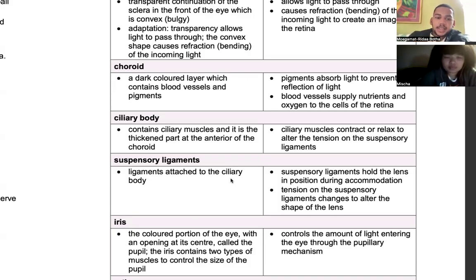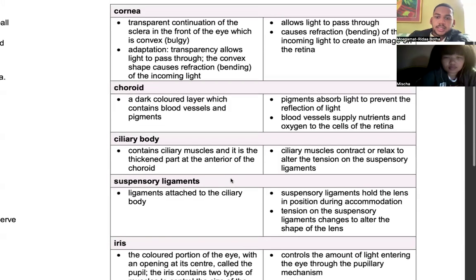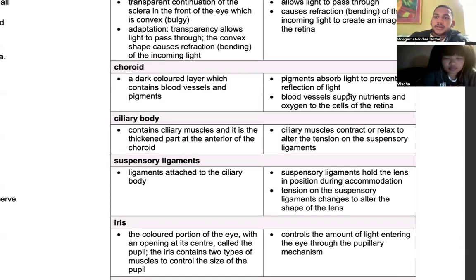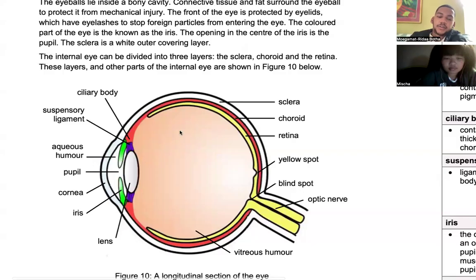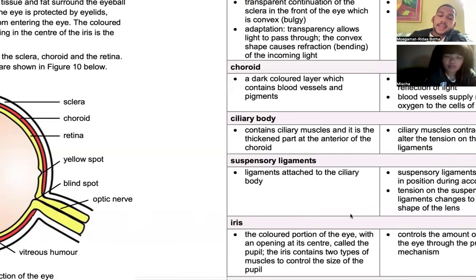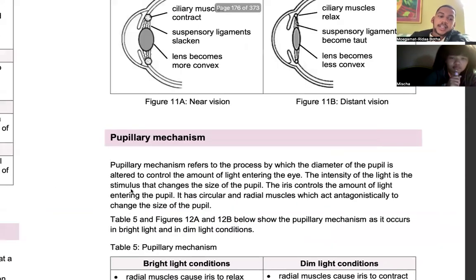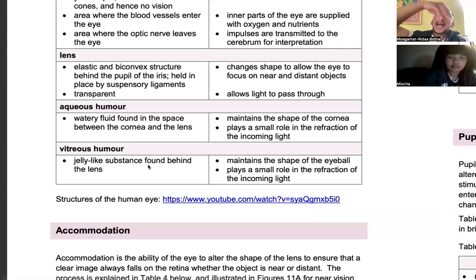So I stopped at the ciliary body. It contracts or relaxes to alter the tension on the suspensory ligaments during accommodation. Then after the lens, you have the fluid inside called the vitreous humor. The vitreous humor is a jelly-like substance found behind the lens, and its function is that it maintains the shape of the eyeball and plays a small role in the refraction of the incoming light.